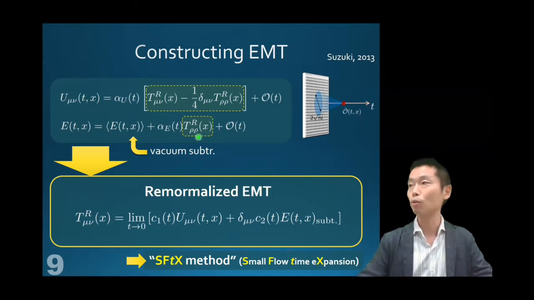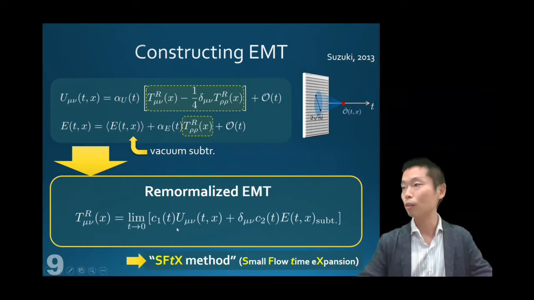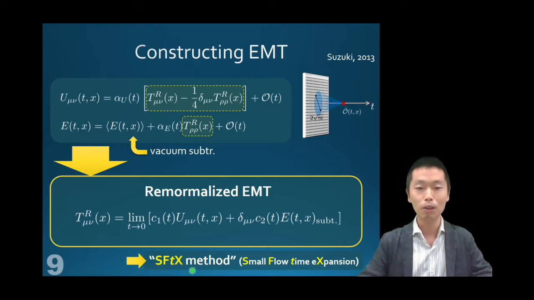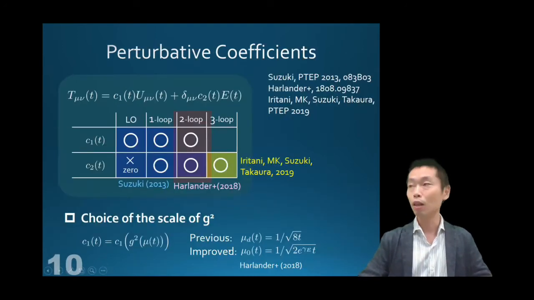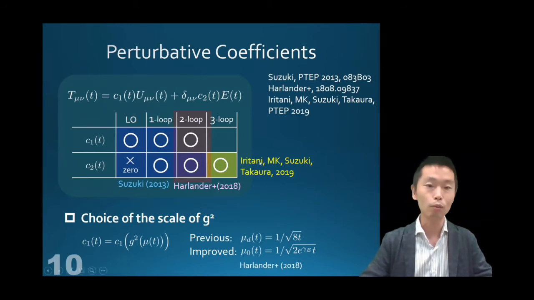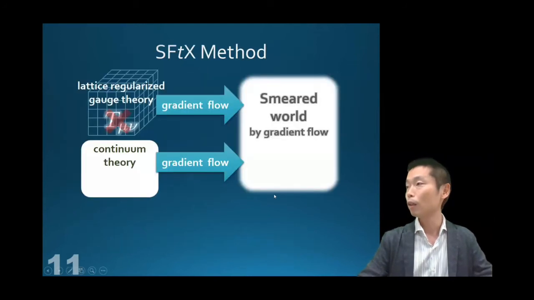Okay, then by inversely solving these two equations, we obtain the energy momentum tensor in this way. So the point is that we should calculate these perturbative coefficients C1 and C2, and we also need the small flow time extrapolation to obtain the energy momentum tensor. But this definition is correct in the sense that this energy momentum tensor is correctly renormalized in the Euclidean theory. In the following, we call this method to define the energy momentum tensor the SFtX method, an abbreviation of small flow time expansion. The perturbative coefficients appearing here are now calculated up to 2-loop and 3-loop orders in these references, so we can make use of these in the numerical analysis.